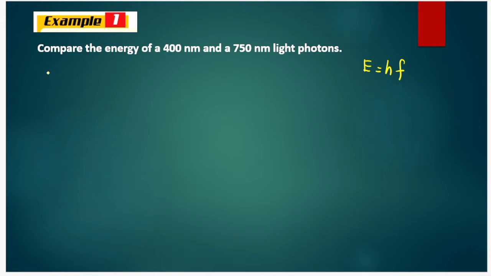So for this example 1, compare the energy of 400 nanometer and 750 nanometer of light photon. The values 400 nanometer and 750 nanometer represent wavelengths of the light photons. The first value, 400 nanometer, we can label as lambda 1, and the 750 nanometer, we can label as lambda 2.